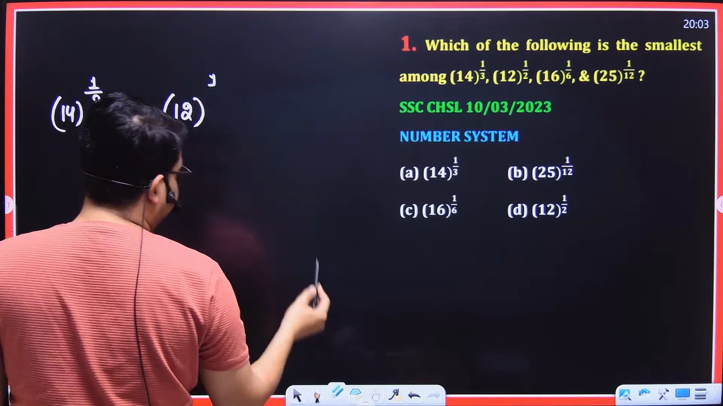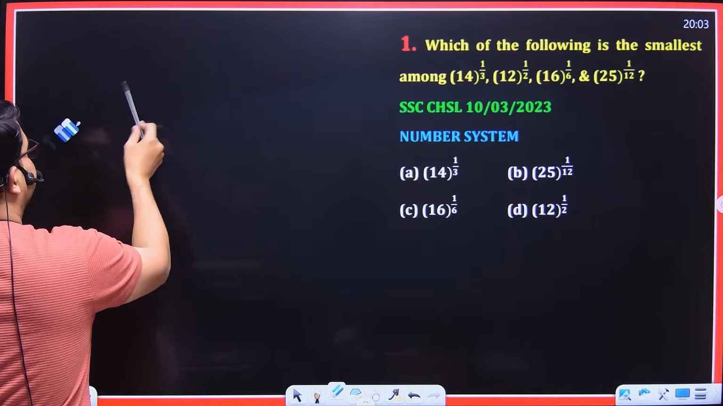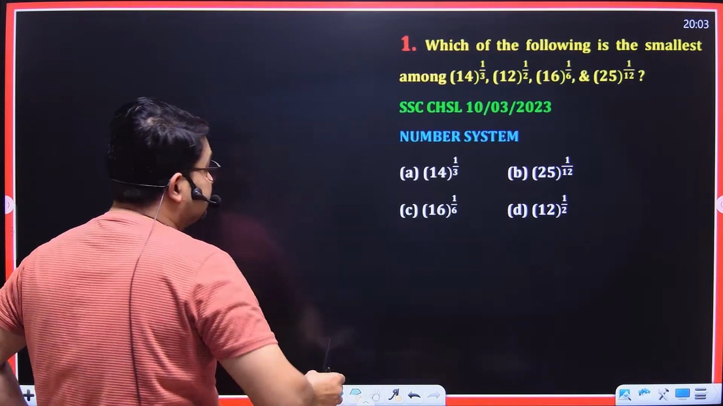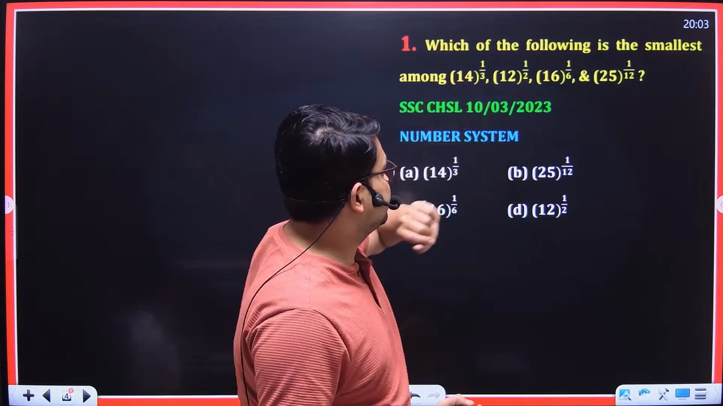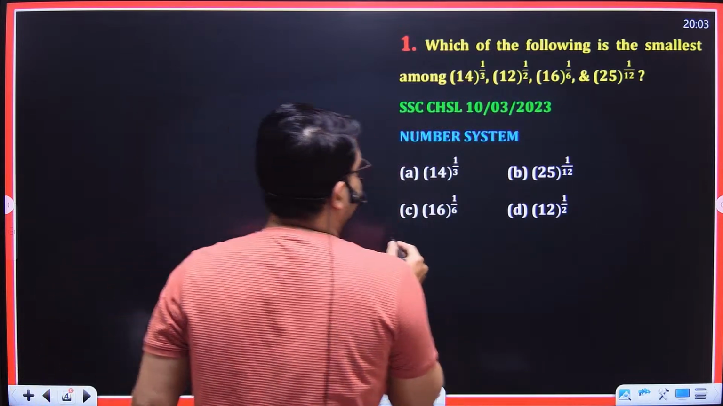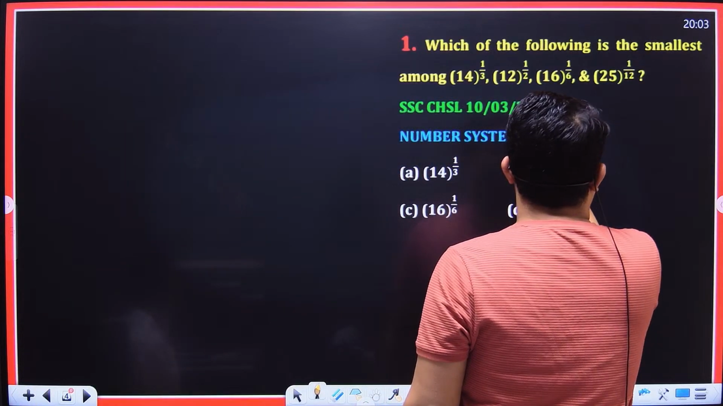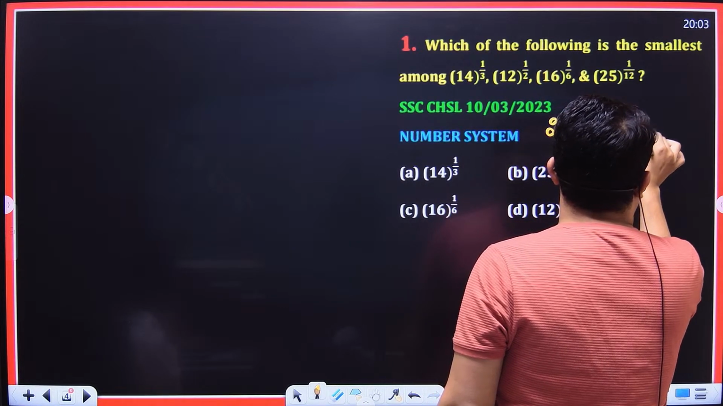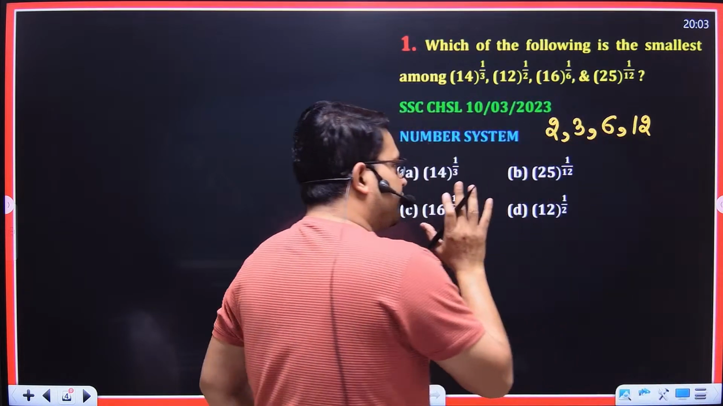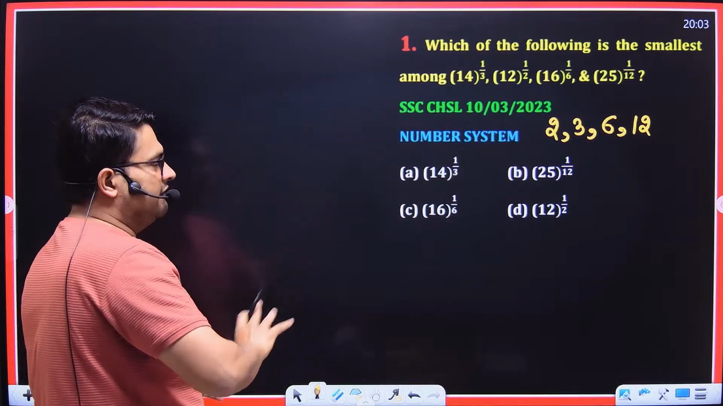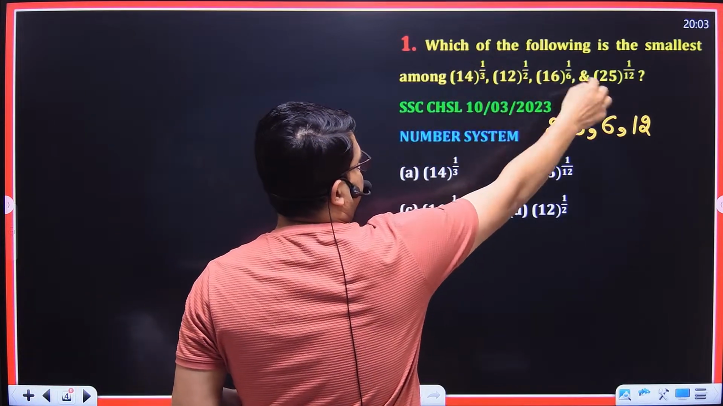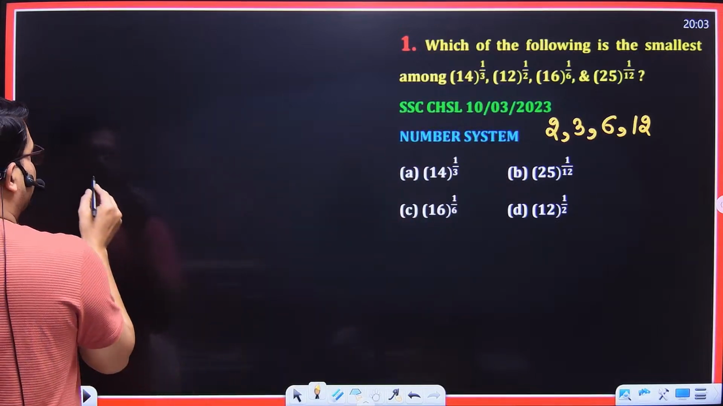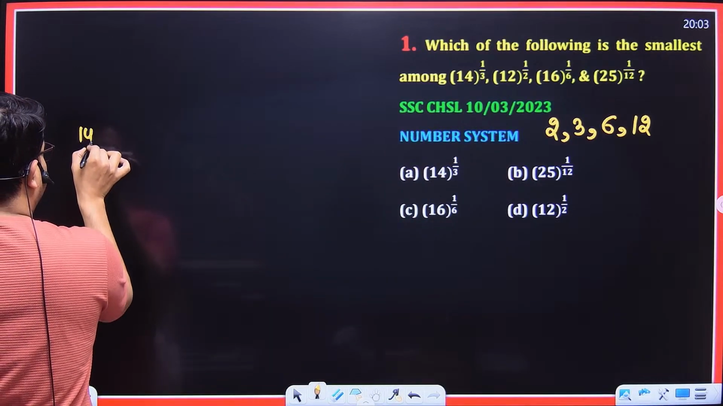See, I will not write it here as it has already been written here. What we have to do is take the LCM of the denominators of the fractions. Here we have 2, 3, 6, and 12. The LCM of 2, 3, 6 and 12 is 12. So I'll multiply each power by 12. If I multiply it by 12, then it will become 14 to the power 4.